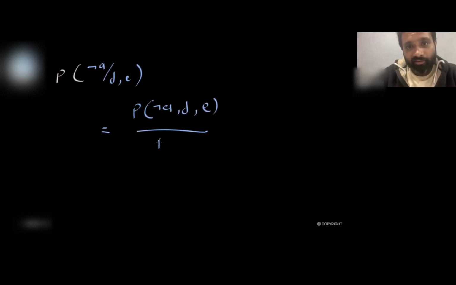Okay. So how to do it? First, write the conditional probability formula. Probability of D and E. Can you calculate both things from the Bayesian network, numerator and denominator? Negation A, D, and E. Can you calculate this quantity?